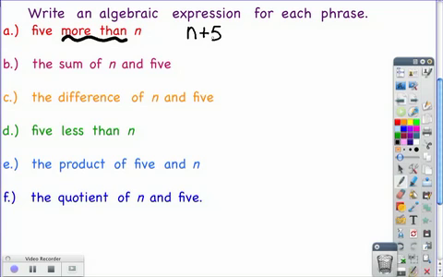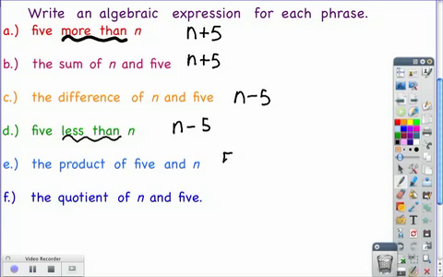Part C, the difference of n and 5 is subtraction. Keep it in the same order. Part D, 5 less than n. Less than had an asterisk, so n minus 5. E, the product of 5 and n, would be 5 times n, which we can just write as 5n. And F, the quotient of n and 5, so n divided by 5, which I wrote like a fraction.